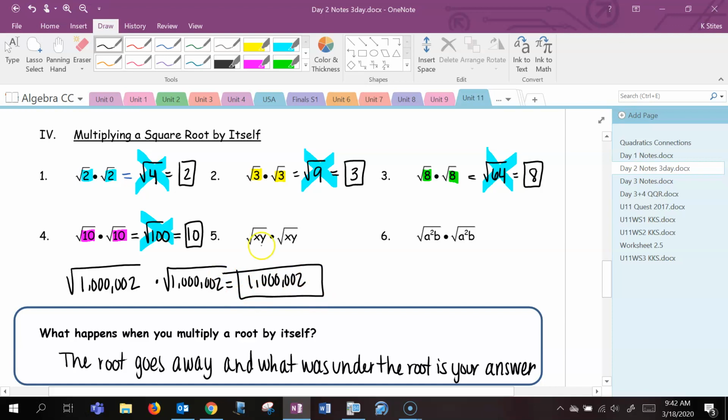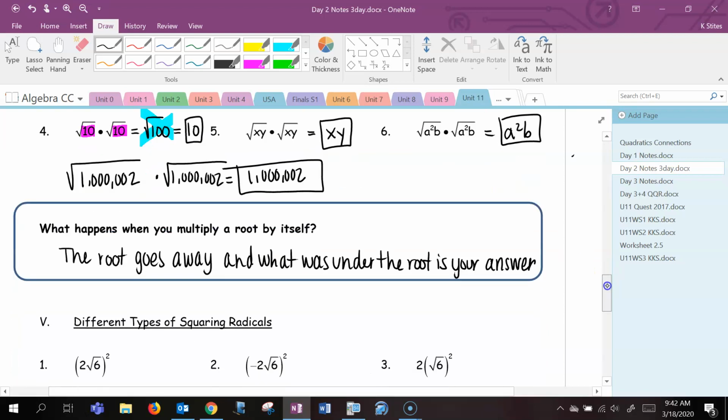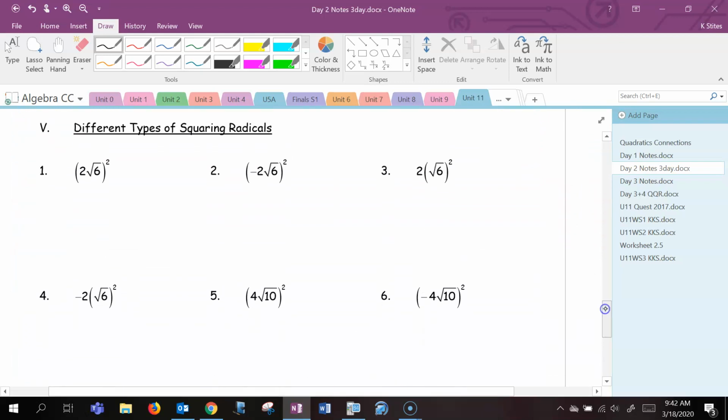So square root of xy times square root of xy is just xy. And square root of a squared b times square root of a squared b is just a squared b. All right, whenever we multiply a root by itself, the root just goes away. That's it. That's all you have to know. So we're going to use that to do these 6 problems.